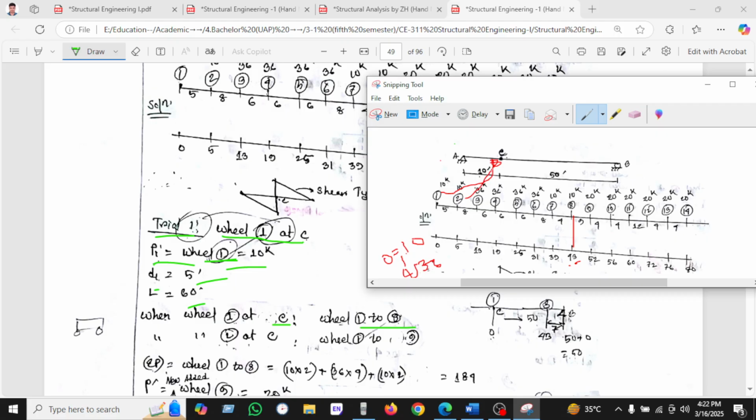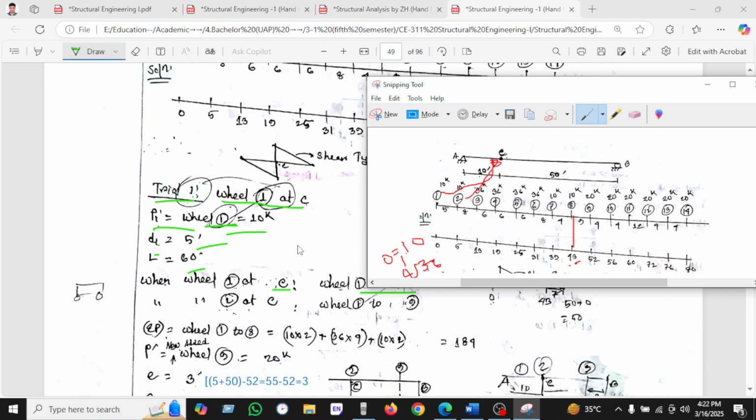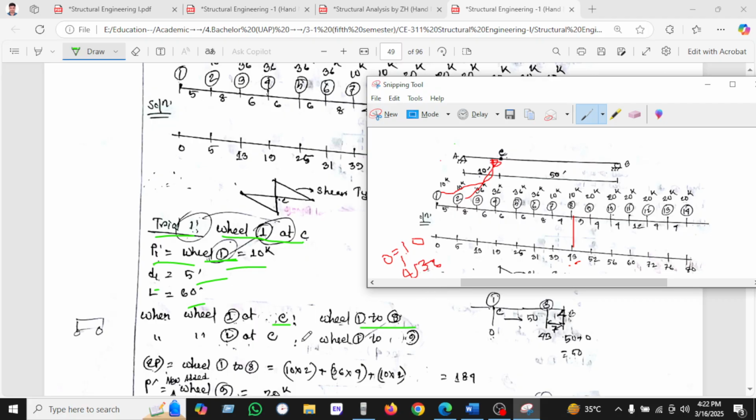Okay, wheel 2, this is the wheel 2. If we set it here, then how much can we take? Wheel 3, if we take here, if we take the wheel 2, okay, I am just saying again. I just made a little bit of a mistake.